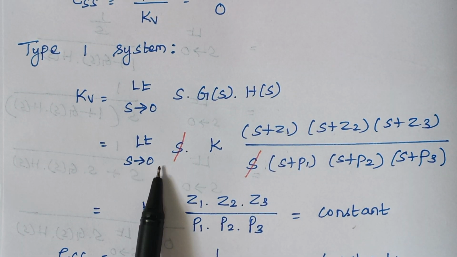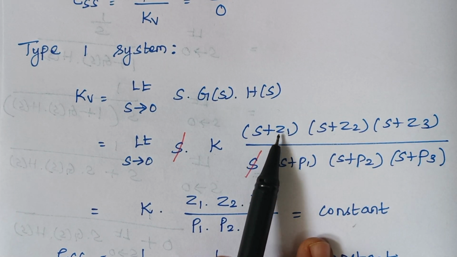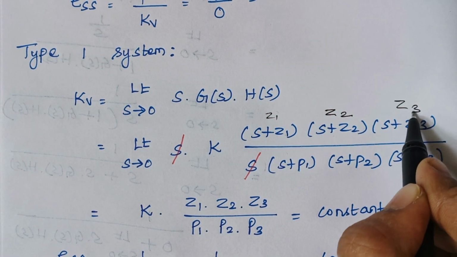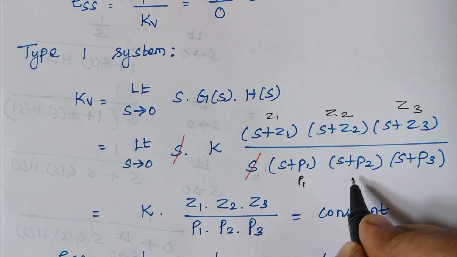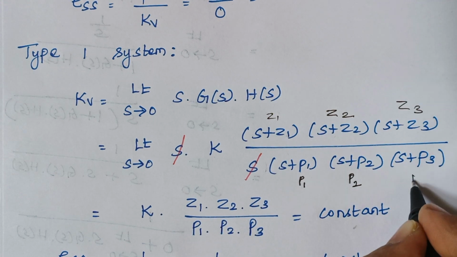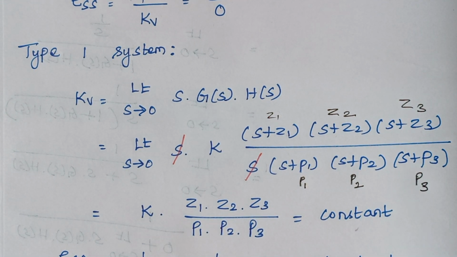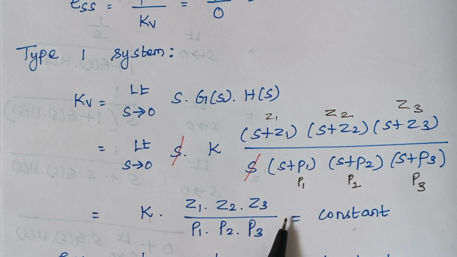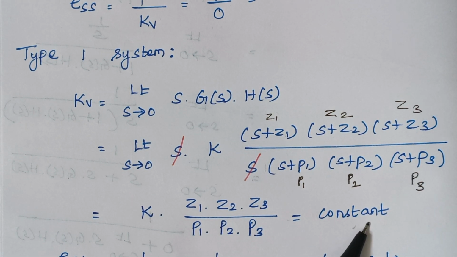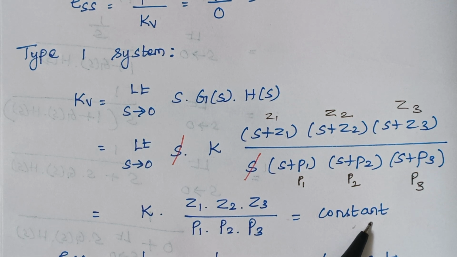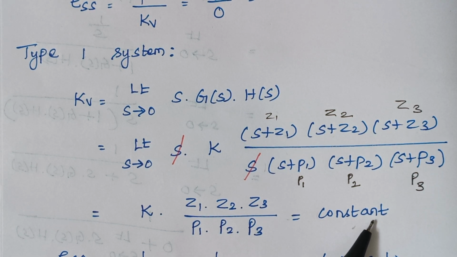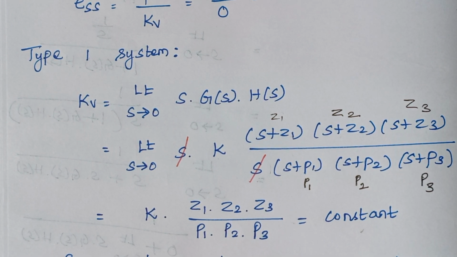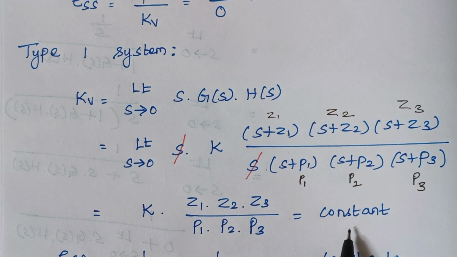When you substitute s equal to 0, what happens? 0 plus z1 gives z1, 0 plus z2 gives z2, and here is z3. Similarly, 0 plus p1 gives p1, 0 plus p2 gives p2, and 0 plus p3 gives p3, right? So here we are having values like that. Finally, the final answer will be a constant, or it may be a number. Constant or number, whatever it may be, it remains the same. A constant is nothing but something whose value always remains the same. So here we are having a constant as output.